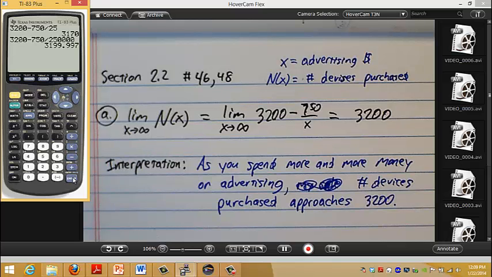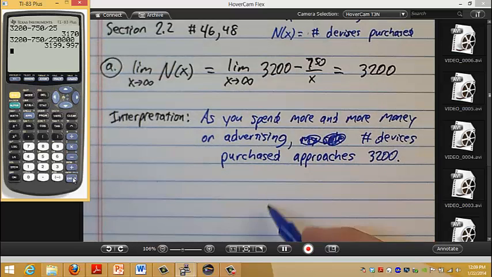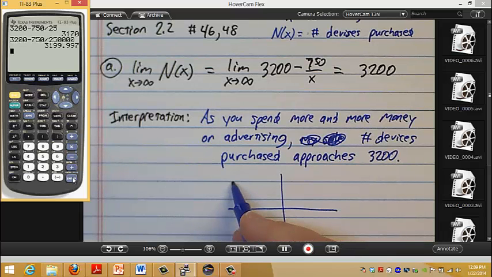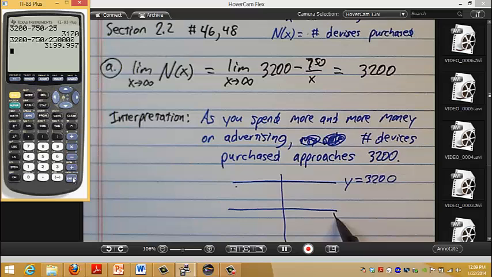Well, it went up, or like you said, when you put in 800, it went up, but very slowly, right? The graph has a horizontal asymptote. If you wanted to sketch a graph of this, there would be a horizontal asymptote where? At 3,200. So as x increases, the number purchased is going up, but it won't go above 3,200 here. You guys follow?